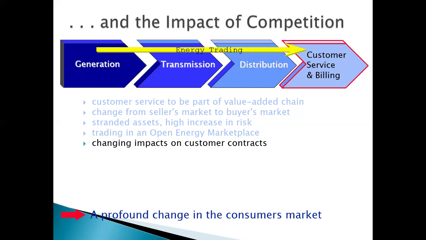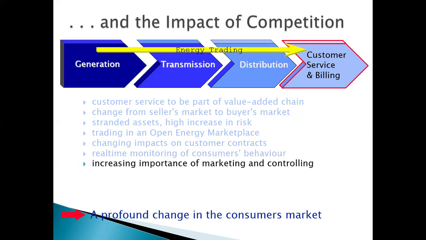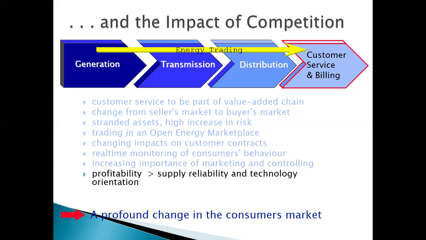The impact on customer contracts will change, and real-time monitoring is possible because of the technology. Obviously, competition is there, so consumer behavior has to be captured. There is an increase in the importance of marketing and controlling. And it also enhances profitability and supply reliability, and technology orientation will be greater. So these are the benefits of the deregulated market. Any questions on the regulated market and why we should go to deregulation?